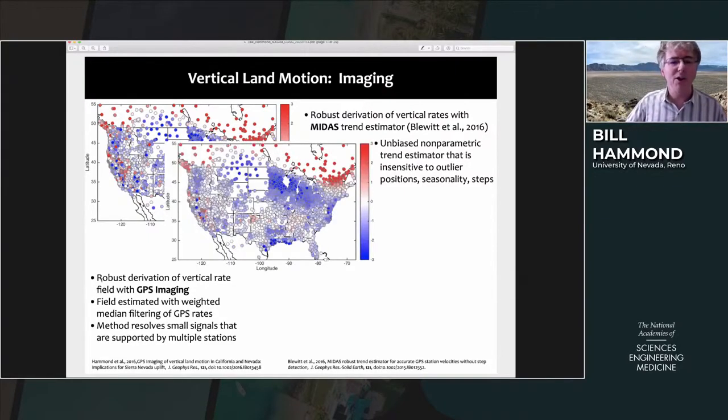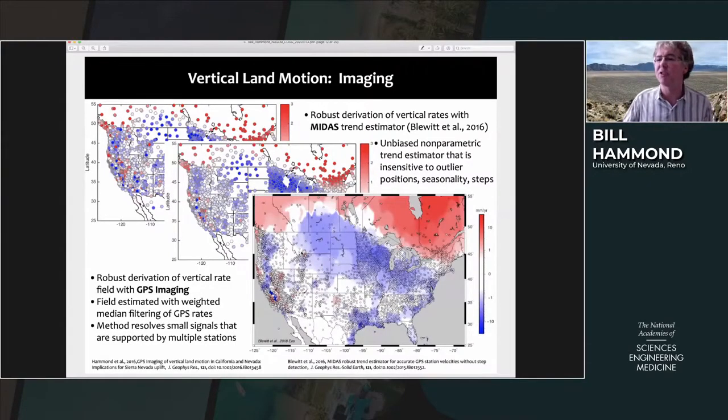So we do that, and then we also do something on the spatial scale where we do a robust median weighted spatial filtering of the data, which does a great job at removing speckles and very station-level noise in the data. And that can be used on a pixel-by-pixel basis to interpolate the data into these coherent maps of vertical land motion. This one shows the United States.